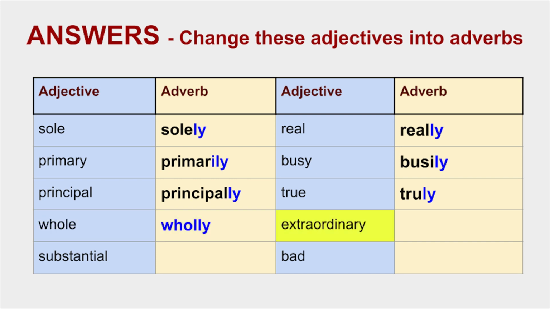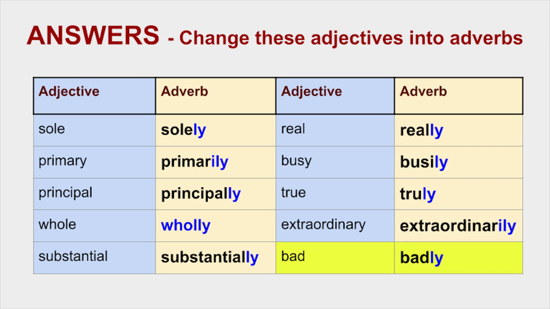Extraordinary. We change the y to i and add ly, extraordinarily. Substantial. Substantial ends with al. We add ly and get substantially. And bad, we simply add ly and get badly.